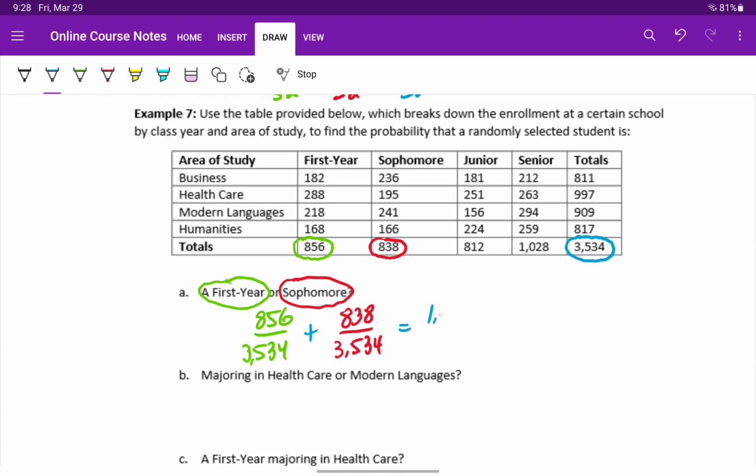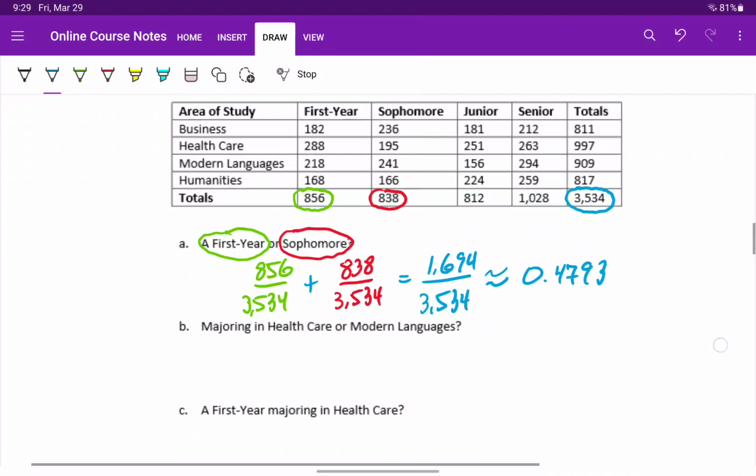So this gives us a total of 1,694 out of 3,534, or approximately 0.4793. So we have a 47.93% chance of that randomly selected student being either a first year or sophomore student.